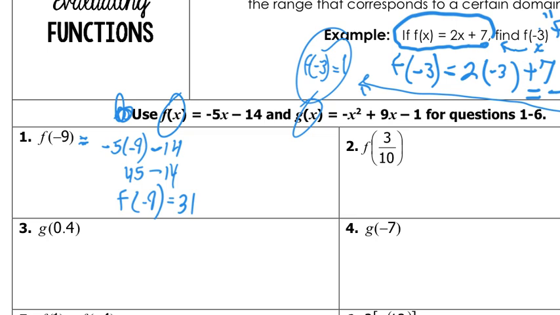Okay, that's our answer. And this one, we're going to put a 3/10 in the f function. Okay, so in the f function, we have a -5. We have a parenthesis. And we're going to have 3 over 10, because that's what we're putting in, or the input, minus 14. That's going to be -3 over 2, I think, right? Minus 14. -3 over 2 minus 28 over 2 is -31 over 2.